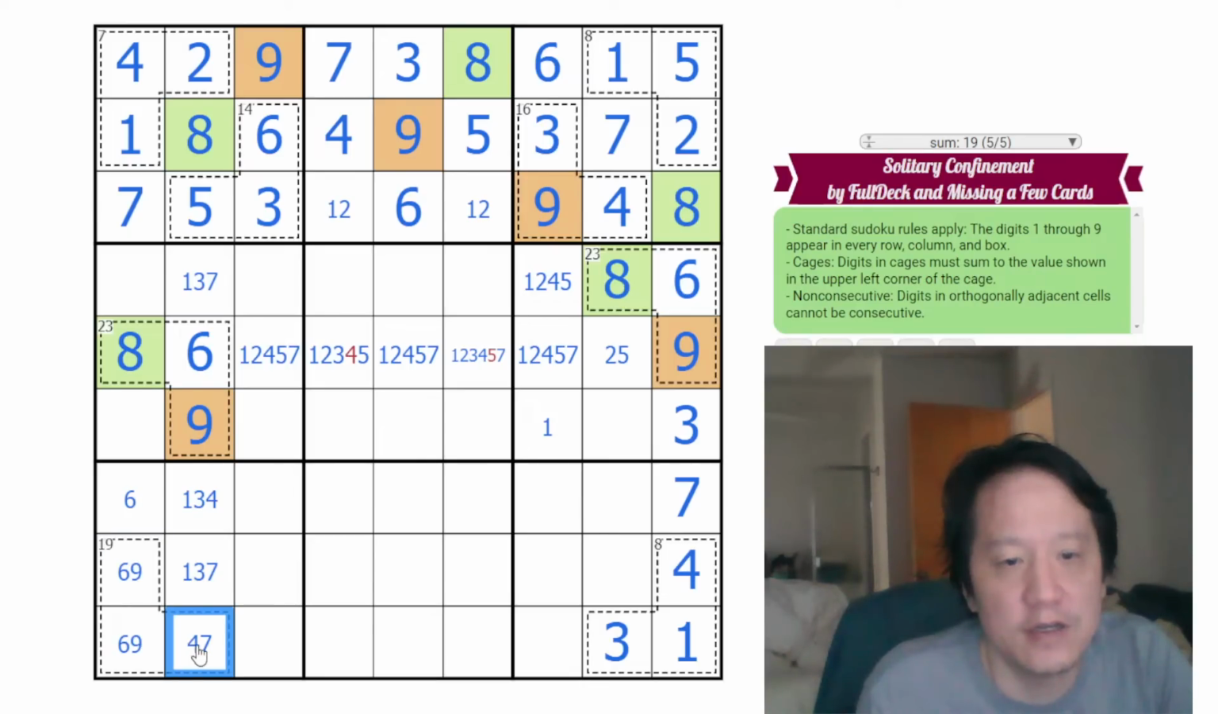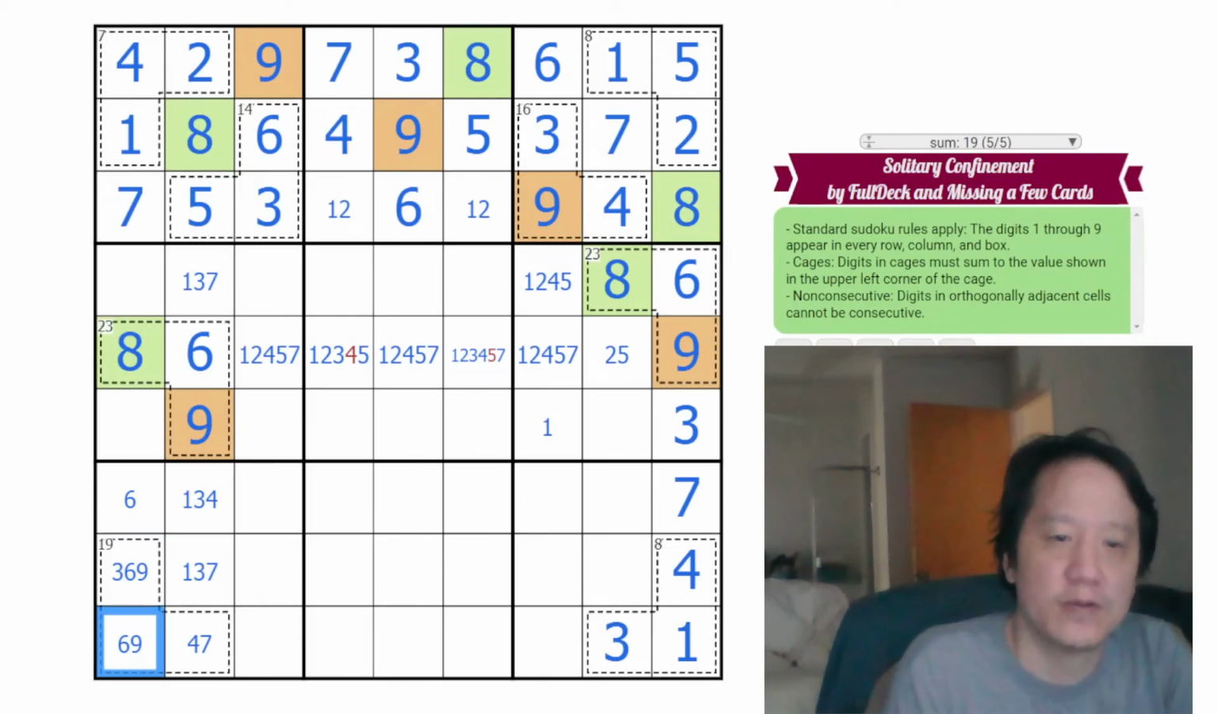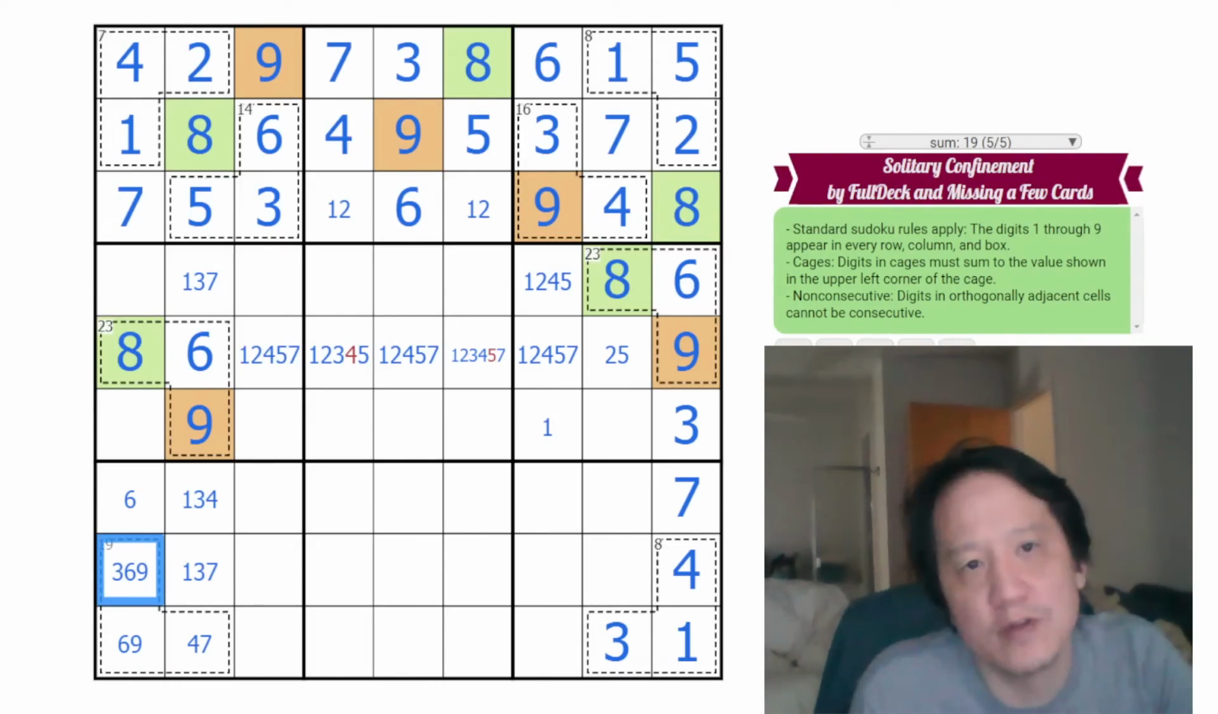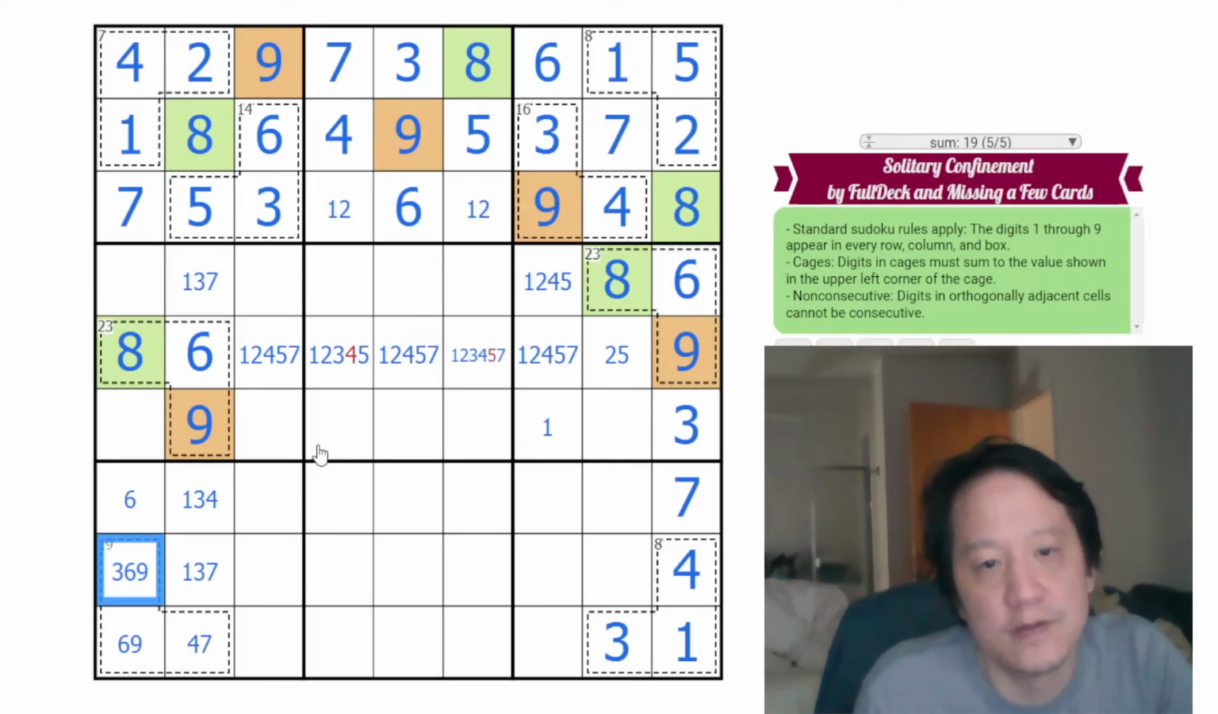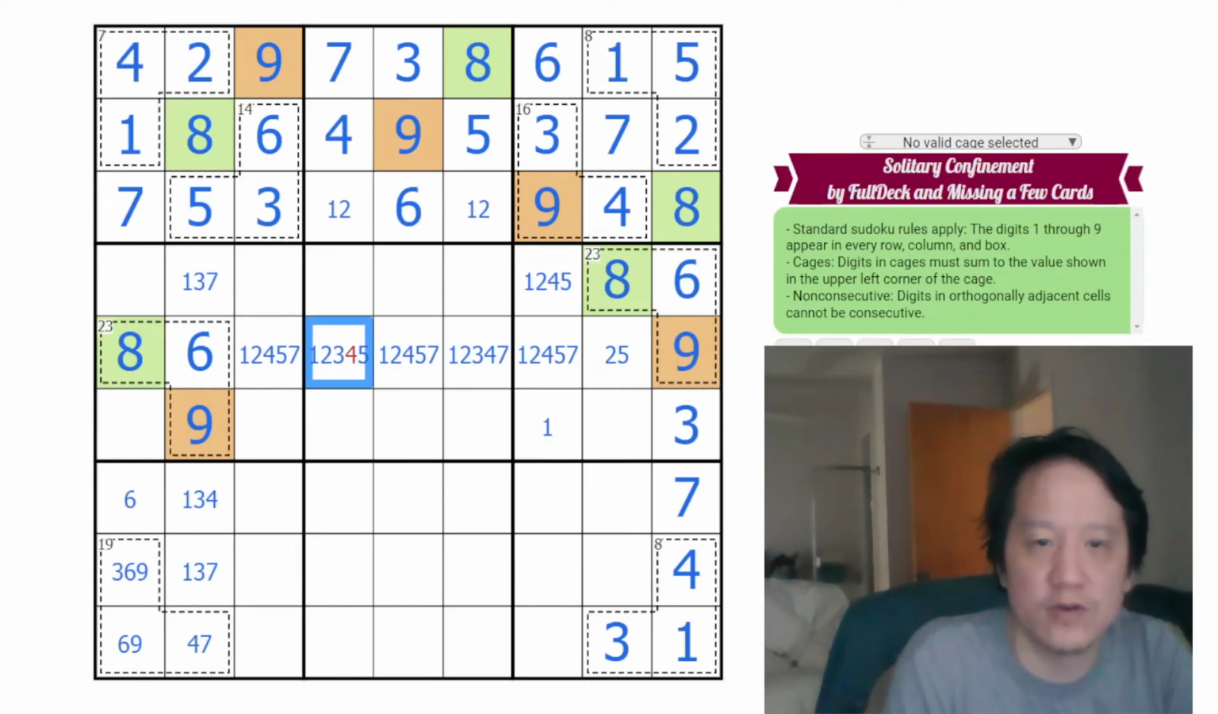So this is 9, 4, 6, or this is 7, 9, 3. Right? 3, 7 plus 9 is 19. 3, 7, 9, or 4, 6, 9. And none of those are consecutive, so we don't have to worry about any of those.